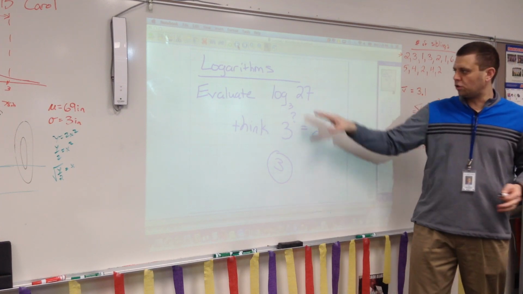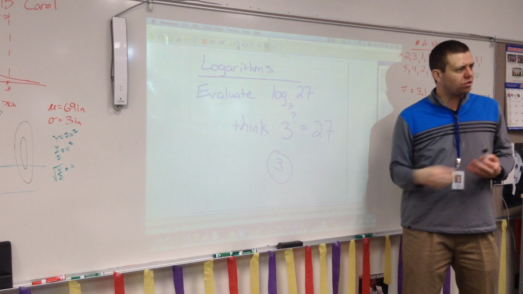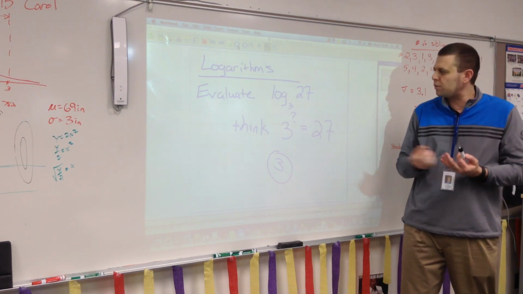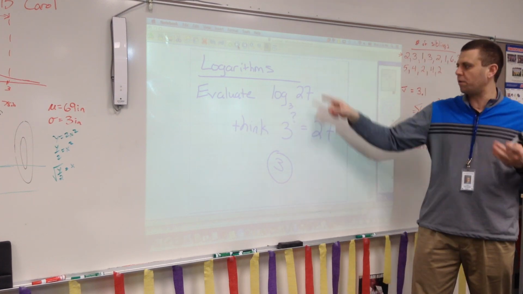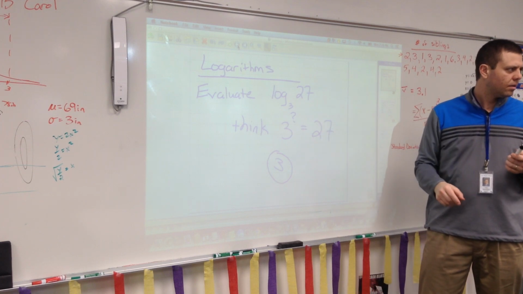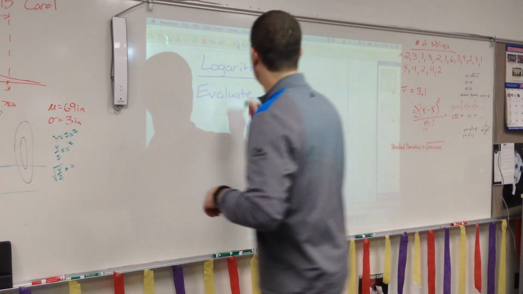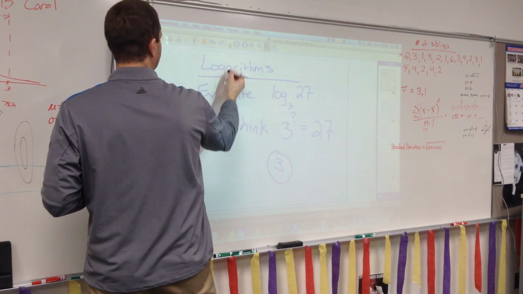So when you see this, what you're trying to find is the exponent the base would need in order for it to equal this number right here. That's how you evaluate logarithms. So with that in mind, we're going to do something.